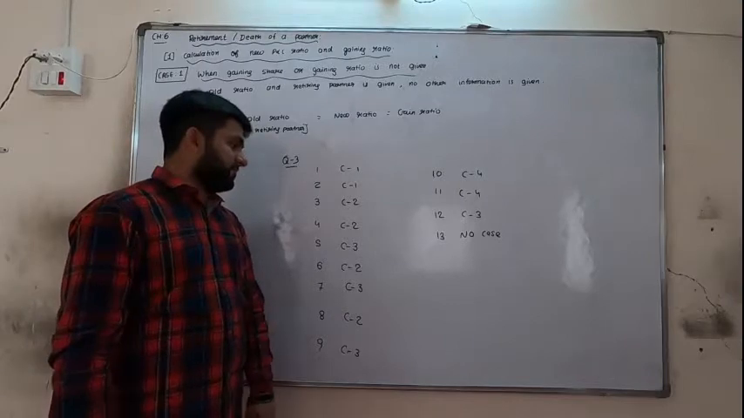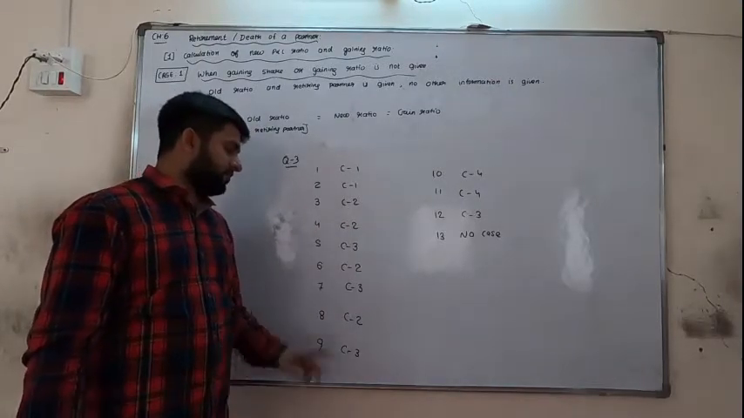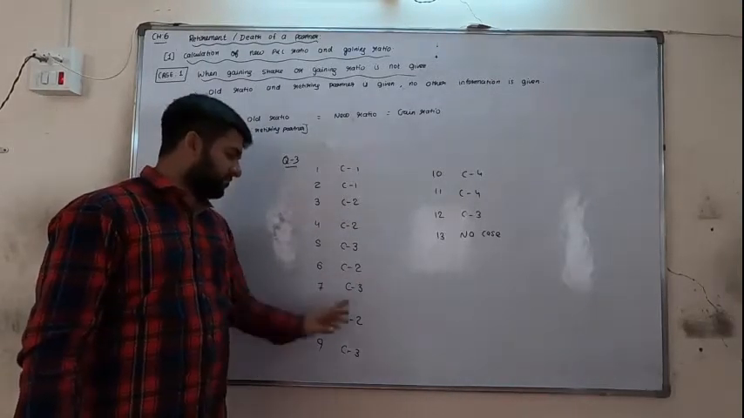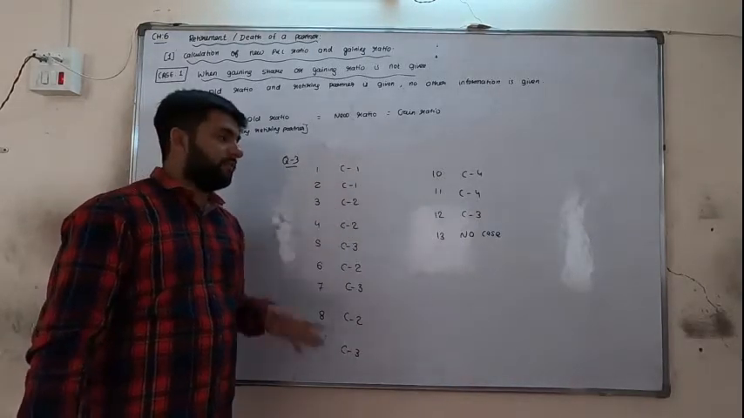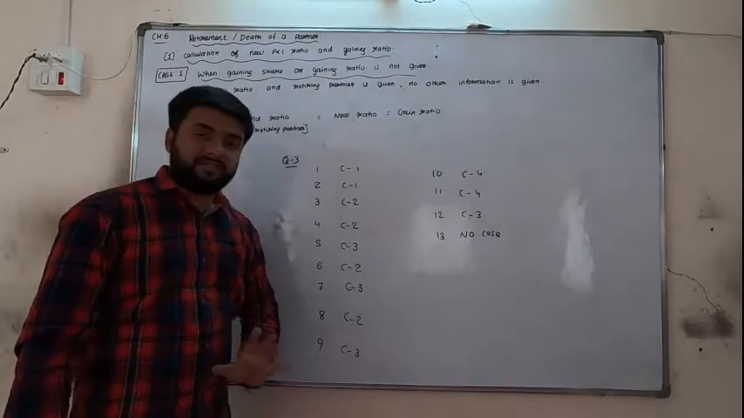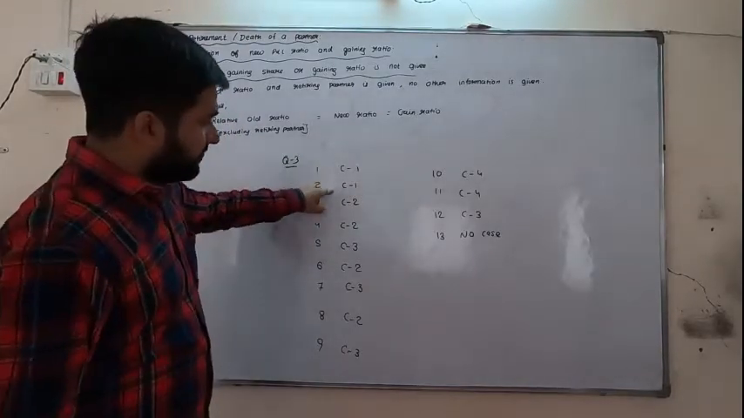So you write in your textbook nearby the sums: 1 and 2 are of case 1, 3 is of 2, 4 is of 2, 5 is of 3, 6 is of 2, 7 is of 3, 8 is of 2, 9 is of 3, 10 and 11 are of 4, 12 is of 3, and 13 is having no case. So now we are solving first two sums.